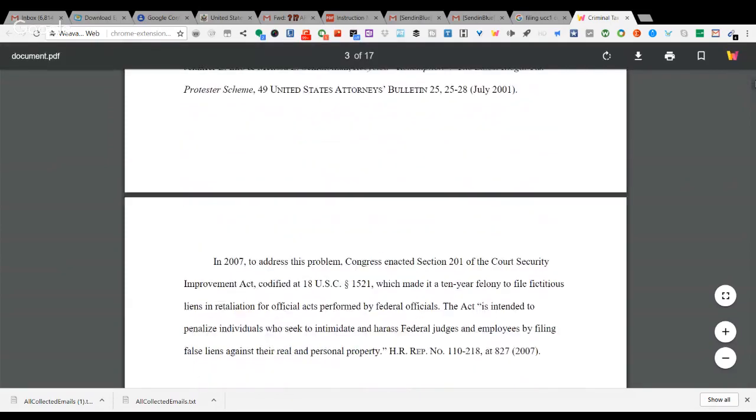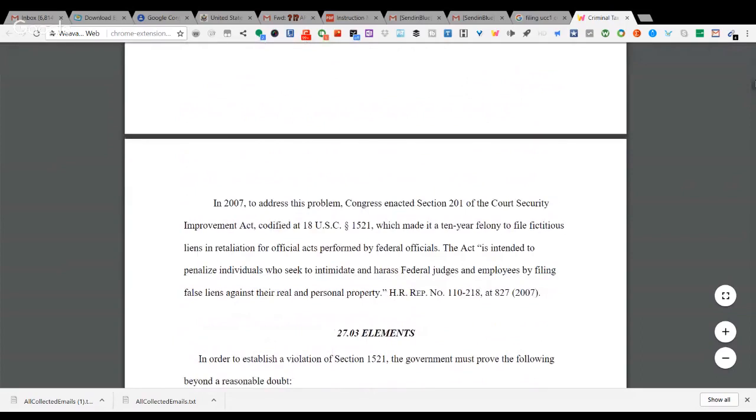In 2007, to address this problem, Congress enacted Section 201 of the Court Security Improvement Act, codified at 18 U.S.C. 1521, which made it a 10-year felony to file fictitious liens in retaliation for official acts performed by federal officials. The act is intended to penalize individuals who seek to intimidate and harass federal judges and employees by filing liens.